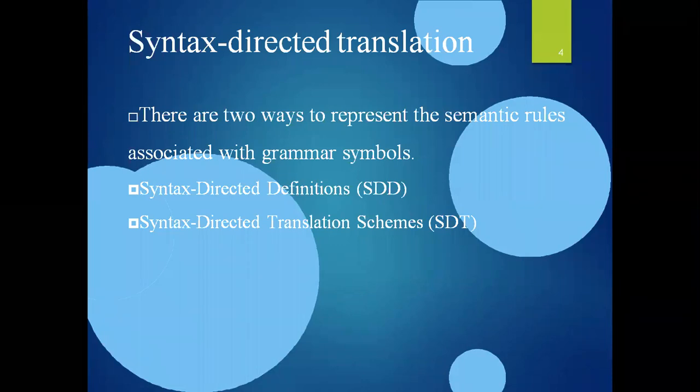Now I am explaining what the syntax directed definition is. Having had a brief introduction about SDT, that is syntax directed translation, now we are learning SDD, that is syntax directed definition. What it means is, from the translations we are not directly representing the semantic rules. Here we need to follow some ways. What are the types of ways? Here we have two types: one is a syntax directed definition and the second one is a syntax directed translation scheme.